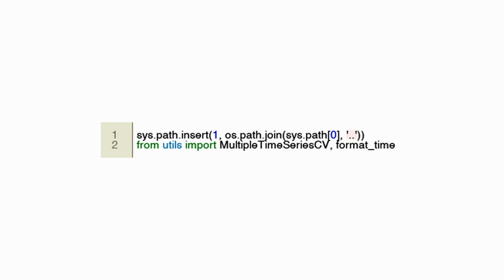This code adds a parent directory to the Python search path so it can access a custom module named utils. From utils, it imports the MultipleTimeSeriesCV and format_time functions. These functions are probably specialized for the project's goals. The code is preparing to use a deep neural network to forecast asset prices, although the code for the data and network structure isn't shown here.